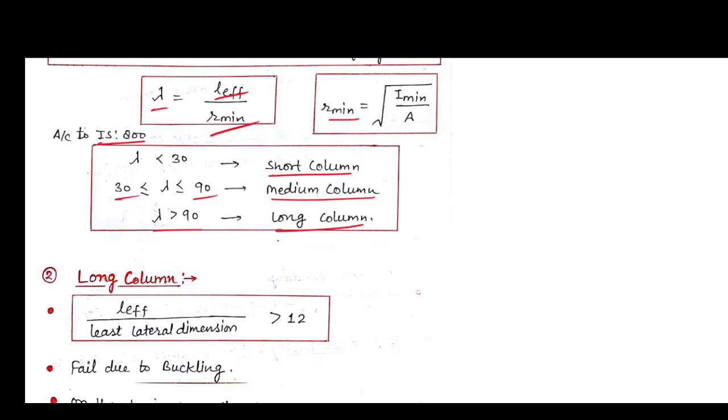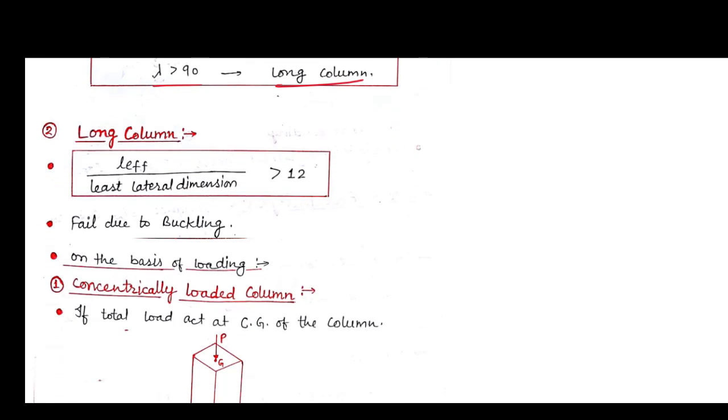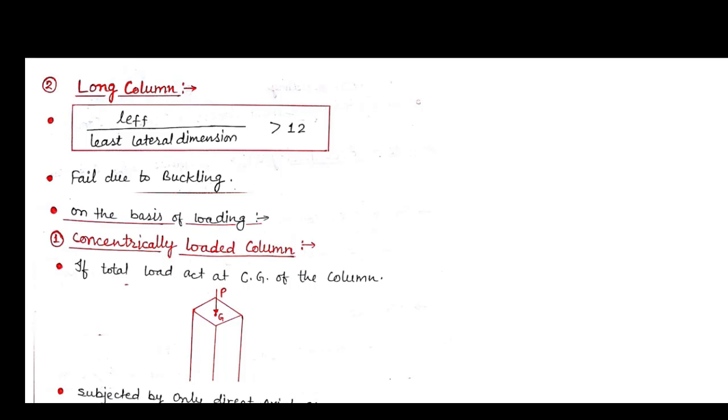Now the second type of column, as per dimension, is the long column. A long column can be defined as: if L effective upon least lateral dimension is greater than 12, then it is known as a long column. It fails in buckling. And the first one, the short column, fails in compression.